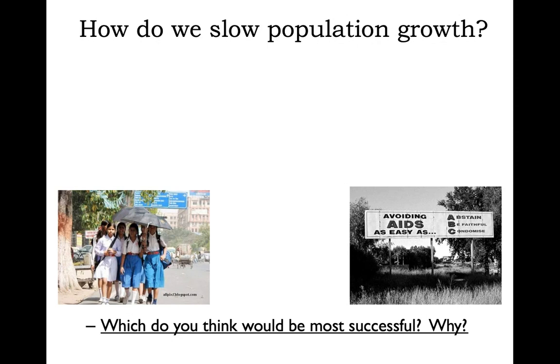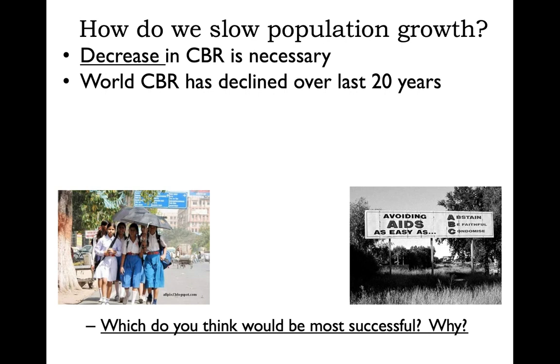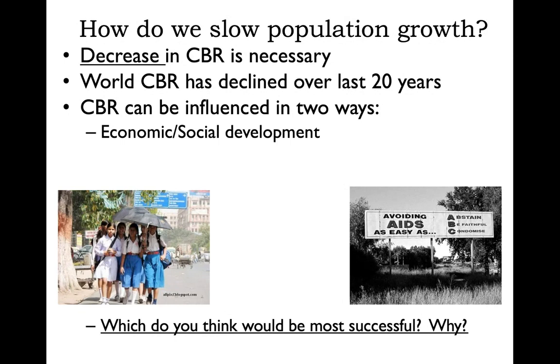So, if we believe that our population is growing too rapidly, how do we go about slowing down that population growth? Well, first and foremost, we need to decrease the crude birth rate. The only way to slow population growth is to reduce the number of babies that are being born each year. Overall, the world crude birth rate has declined over the last 20 years.